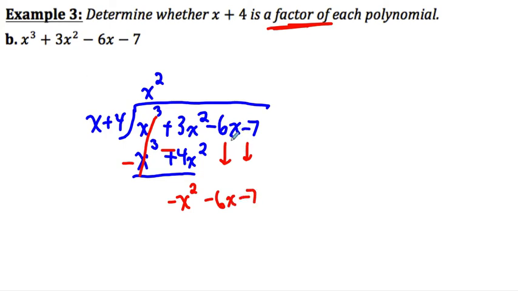Some people will just bring down the next part, the minus 6x, and then bring down the minus 7 at the next part, but it doesn't hurt to just bring everything down right here. We're not going to use the 7 in the next part, but it's not a bad idea to have it here.